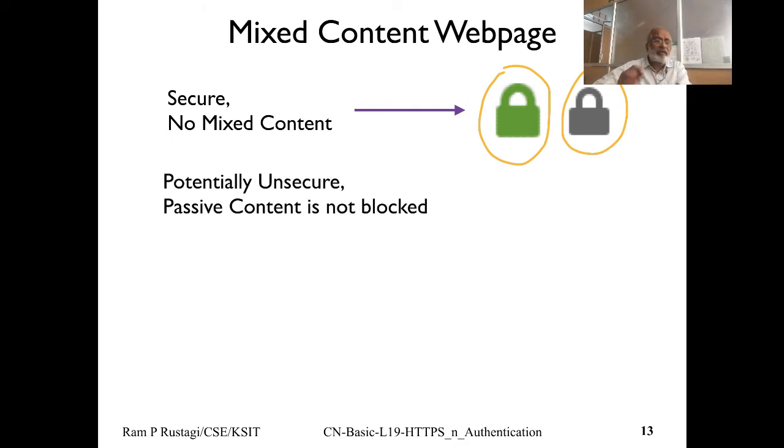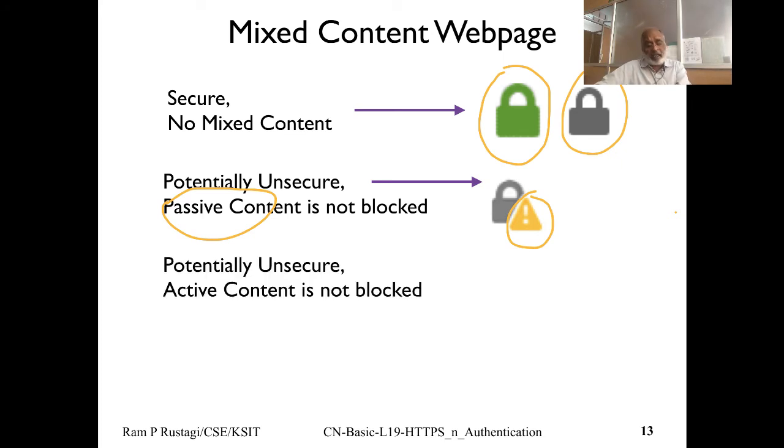But if there is mixed content, and mixed content happens to be some passive content like images, which are accessed using HTTP, not HTTPS, then you'll see a sign which is gray with a warning. This is telling you, look, the content we are accessing is with HTTPS, but this website has some content which is passive, which is not accessed using HTTPS. So some embedded content is being accessed using HTTP, and this could be a warning because it can be misused.